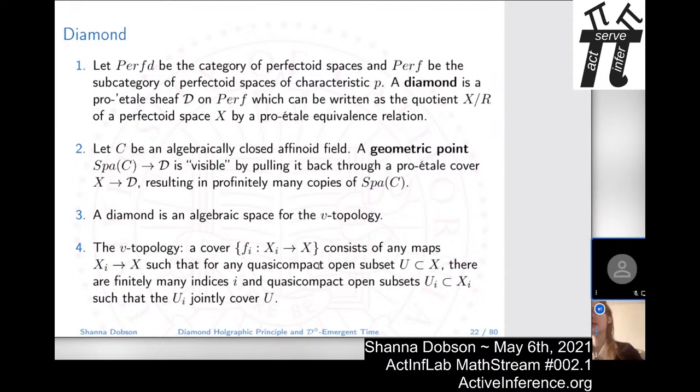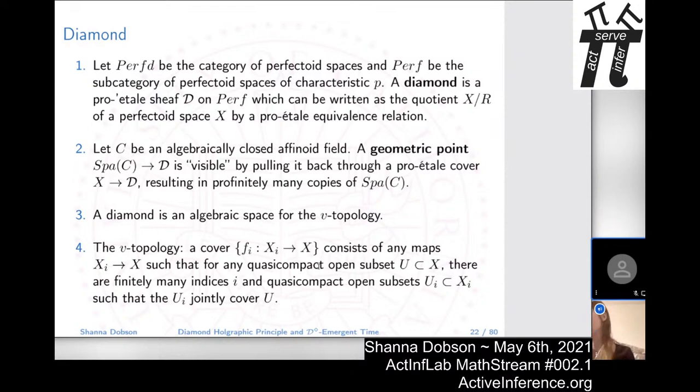So we say, let C be an algebraically closed affinoid field. It's a certain construction in the Huber sense. And then we say a geometric point. This is the thing that I think would be beautiful, this is the actual object that could model neurons very nicely. A geometric point, which is the adic spectrum of that C mapping to the diamond, is made visible by pulling it back through a pro-étale cover X to D, resulting in profinitely many copies of Spa C. So this is, again, a huge relation with proprioception by topology, right? How do you actually visualize, how do you interpret things like this?